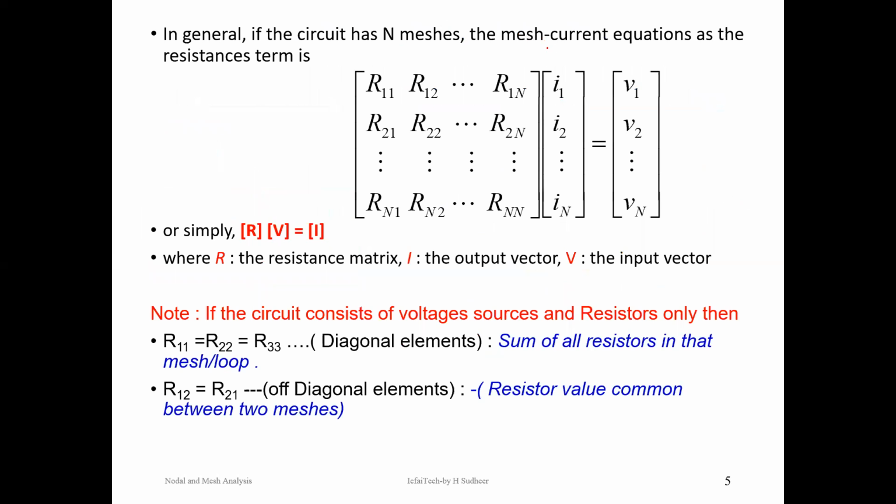So in a nutshell, we can write down the complete mesh current equations directly from observation if the circuit consists of only resistors and voltage sources. So it consists of R into I equal to V. As I said, the diagonal elements are the sum of all resistors in a particular mesh, and the off diagonal elements are minus of the resistance common between the first mesh and second mesh. So all the diagonal elements are the sum of all resistors in that particular mesh or loop. Off diagonal elements are minus of the resistor value common between two meshes.